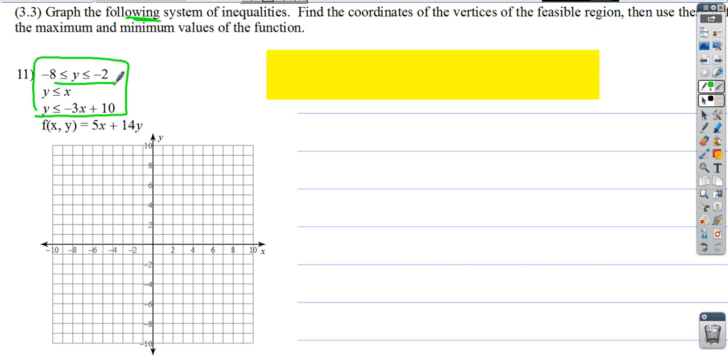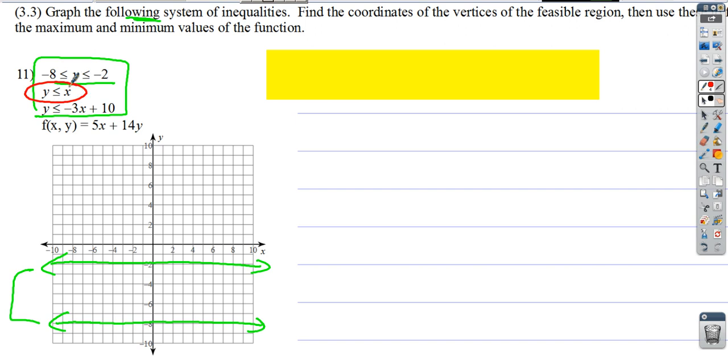So we'll graph negative 8. Y is between negative 8 and negative 2. So y is equal to negative 8 right here at this horizontal line. Y is equal to negative 2 right here at this horizontal line. And then we're between that because it says y is in the middle of those. Y is greater than negative 8 but less than negative 2. So we're going to be somewhere between those green lines.